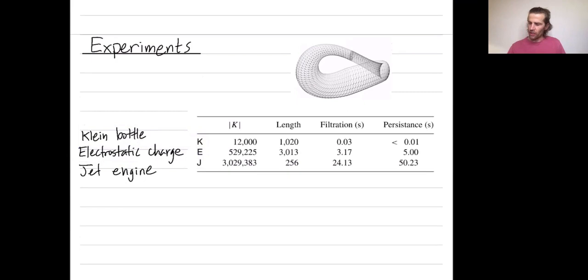They tell you the number of simplices in the final simplicial complex that you build. They tell you how many steps they have in their filtration. They tell you how long it takes to compute the filtration, I believe. And then they also tell you how long it takes to compute persistent homology. And computing persistent homology often doesn't take very long at all. So, for this Klein bottle, I think it takes less than 0.01 seconds to compute the persistent homology.